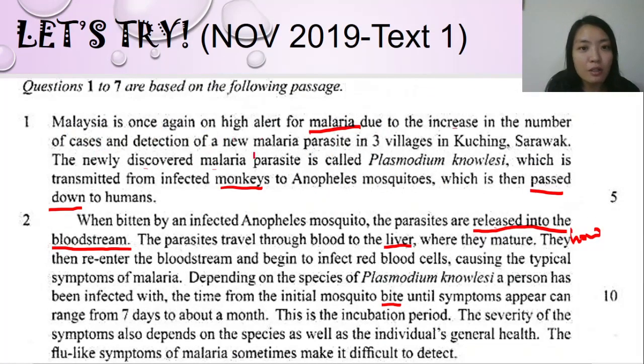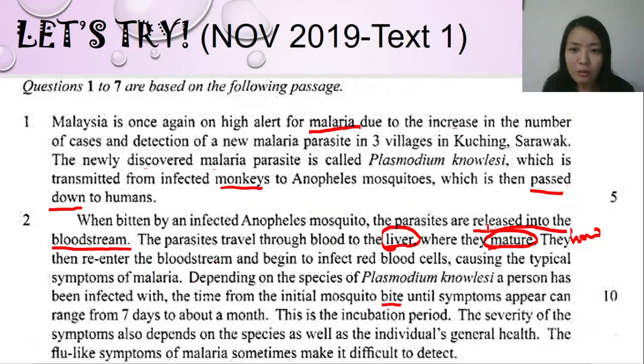You look at the first paragraph. There's nothing much about multiplying and liver. Then you come to the second paragraph. I find the word here, liver. And what does it say here? The parasites are released into the bloodstream. The parasites travel through blood to the liver where they mature. There's a word mature here. Anything about multiplying or not? They then re-enter the bloodstream and begin to infect the red blood cells, causing typical symptoms of malaria.